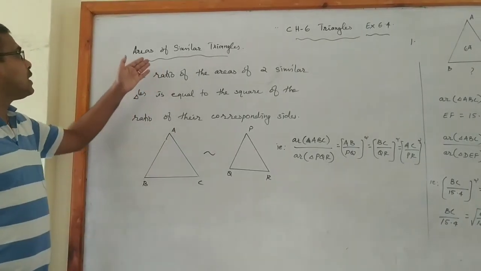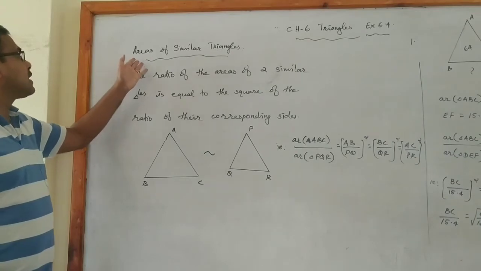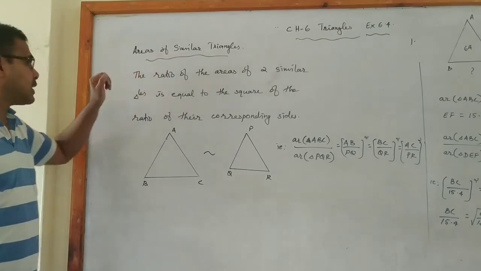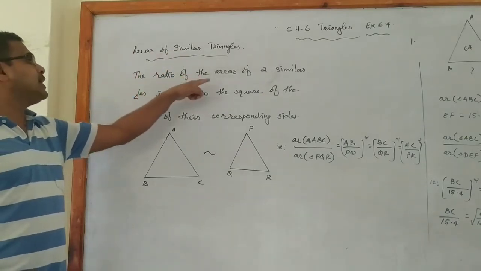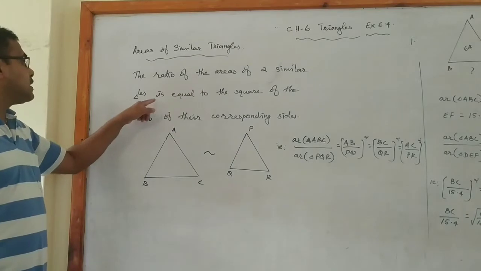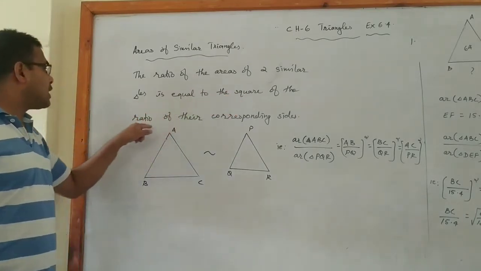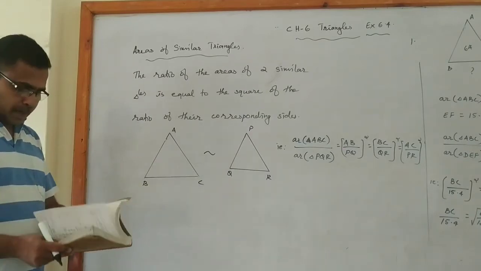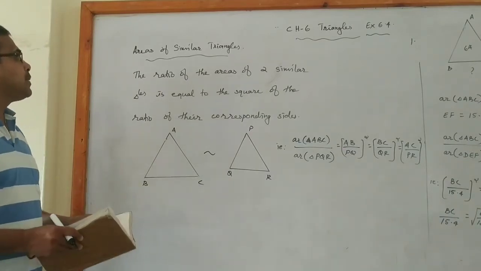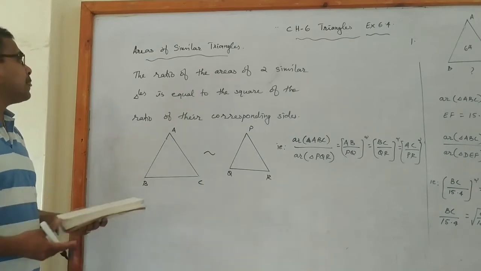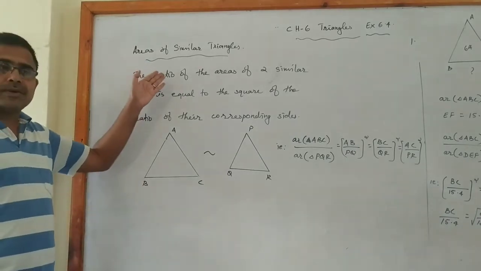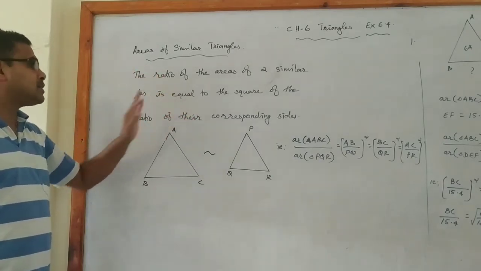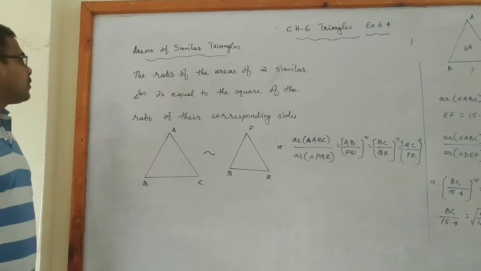See, now we are coming to one more theorem. What is the theorem? Areas of two similar triangles. The ratio of the areas of two similar triangles is equal to the square of the ratio of their corresponding sides. In your textbook, page number 141, you can see this theorem. Actually, the derivation is not required for this year's syllabus. That is why we are only studying the theorem as well as the questions which are done with the help of this theorem.